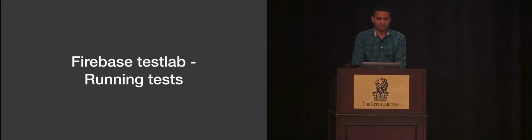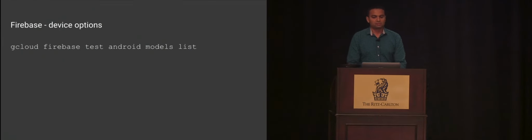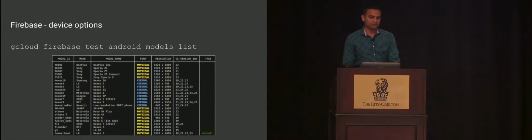So, running tests. If you want to view what device options you have available on Firebase, there's a simple command for that: gcloud firebase test android models list. This will list all the device options that are available. The important thing here is the model ID. If you see the emulators, it's probably not visible here clearly, but the bottom line is actually the physical Nexus 5 device. That's a model name, but the model ID is Hammerhead. So you want to look for what model ID you need to use for the different devices. The model ID will sometimes be vastly different from the model name.